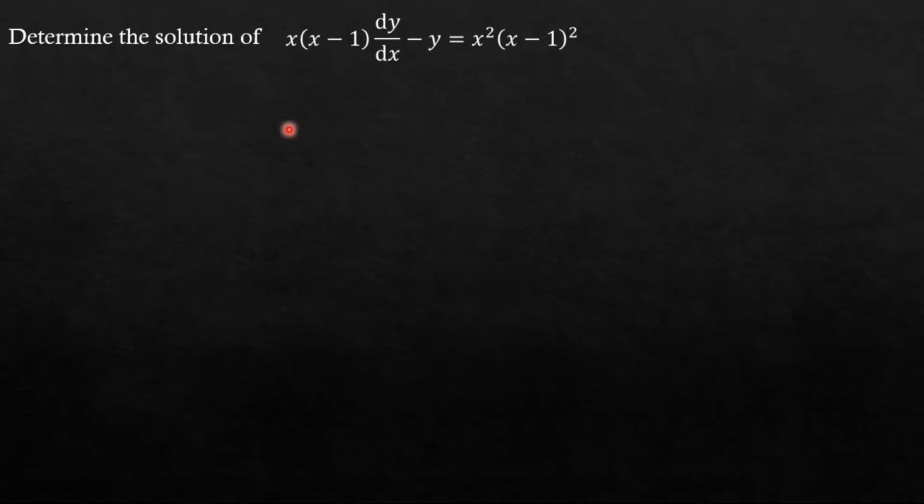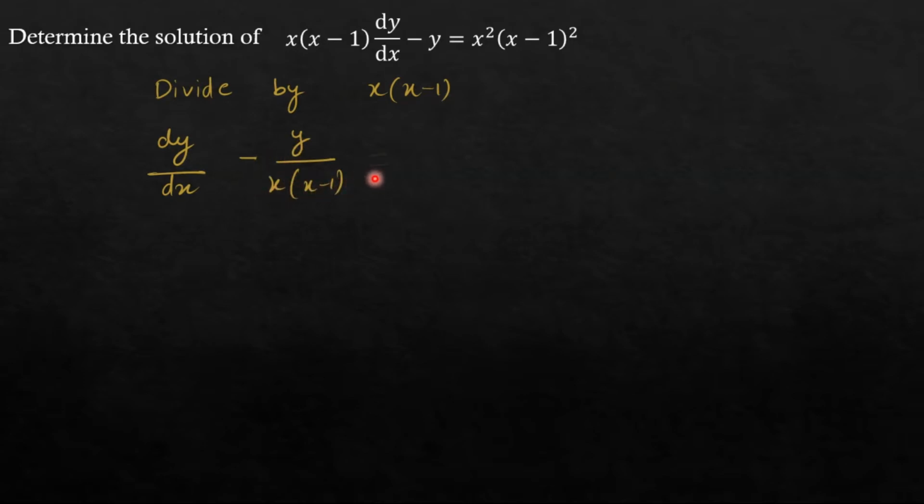So divide both the sides by x into (x minus 1). Okay, divide by x into (x minus 1) on both the sides. So it will become dy/dx minus y upon x into (x minus 1) equals x into (x minus 1), because x and (x minus 1) will get cancelled. Okay, so we will be left with x into (x minus 1). You can see here this is the standard linear differential equation.